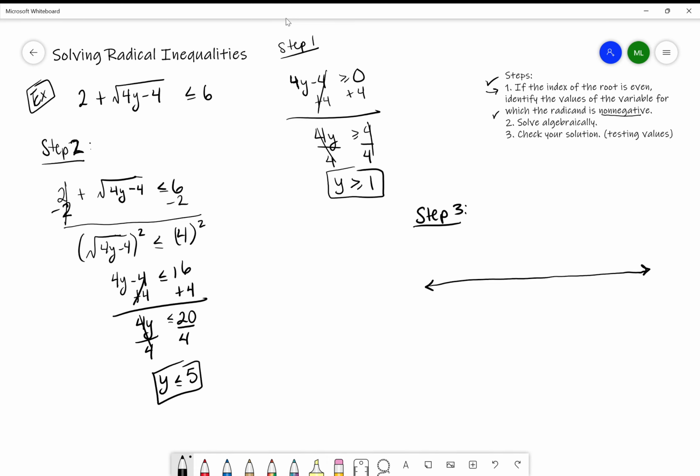When you visualize it, you'll be able to see where on the number line your solutions are going to fall. So here, let's first label 1, and then let's label 5. Now, testing values means that it's in one of three places. Your solution is either going to be less than 1, so possible solutions.